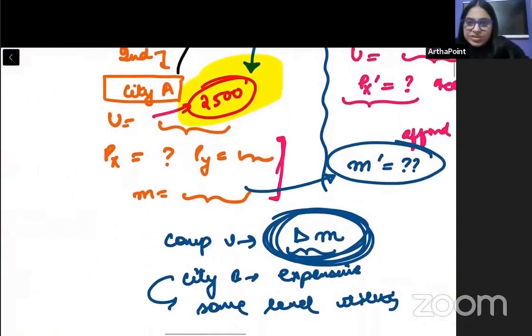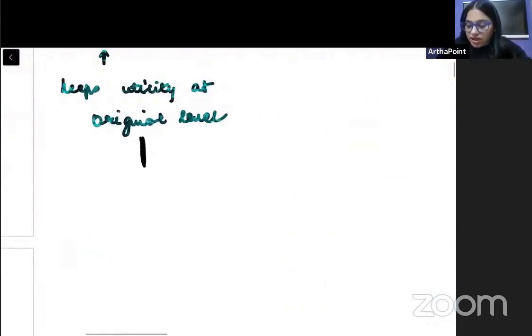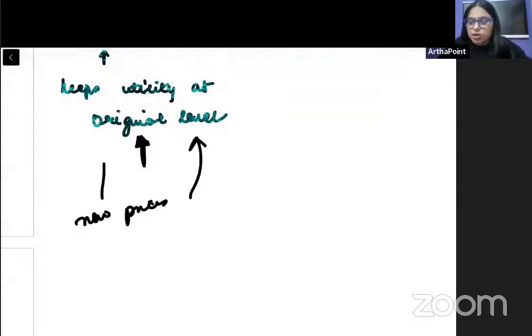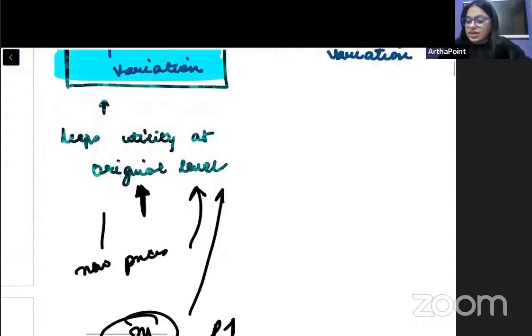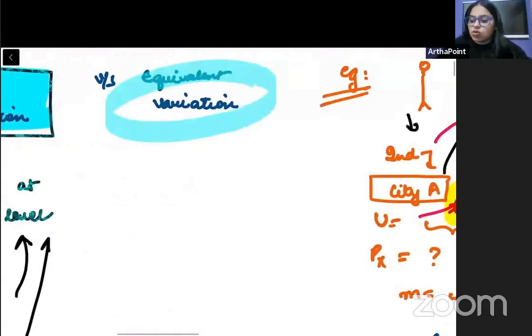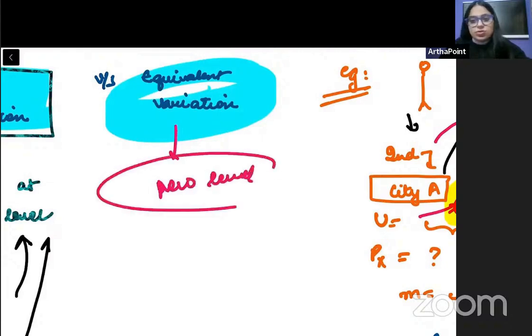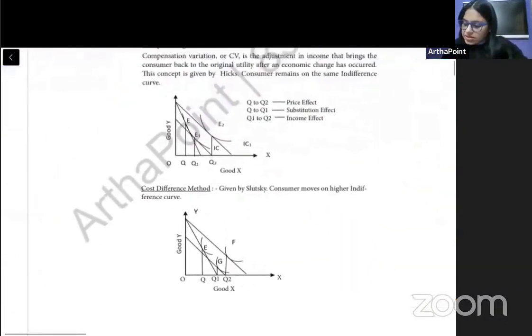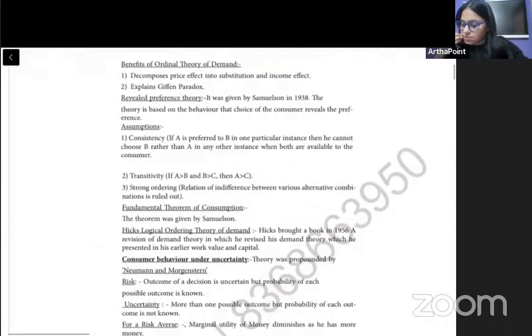So in compensating variation, you hold utility at the original level. Even at new prices, you want him to get the old utility, so you give him more money when the price increases. In equivalent variation, you hold utility at the new level. I hope this is clear to you. I have provided a numerical, please do that. So this concept, beta, is explaining compensating variation only. Now come below, just come below.